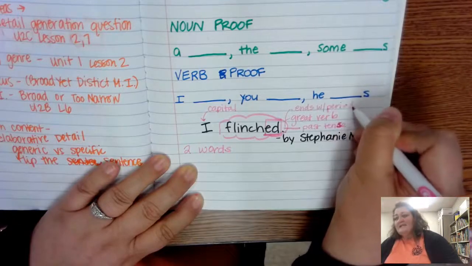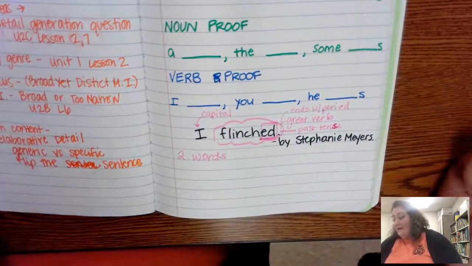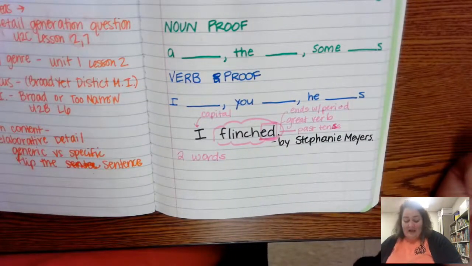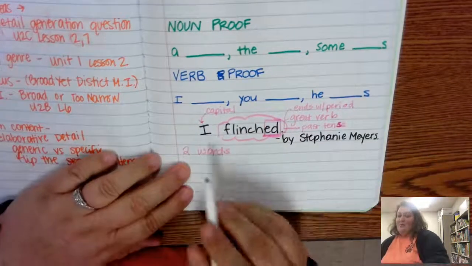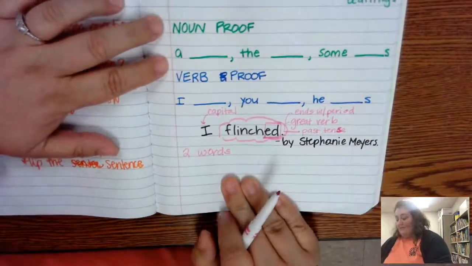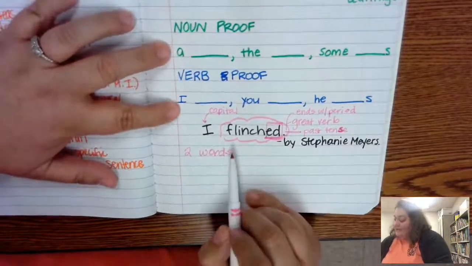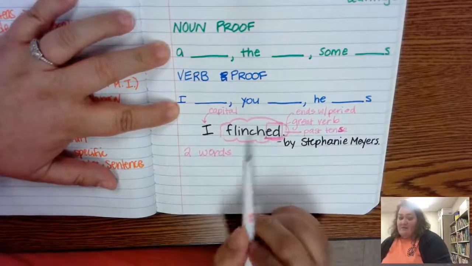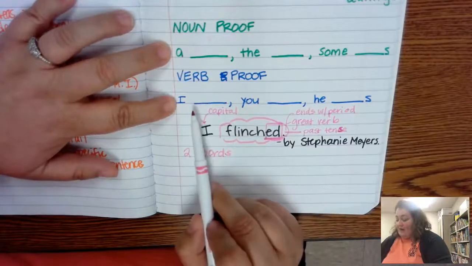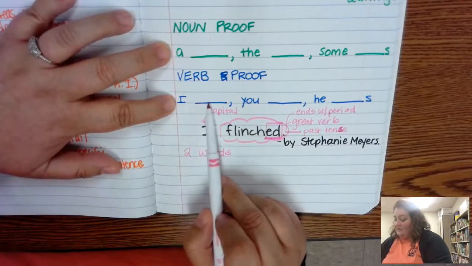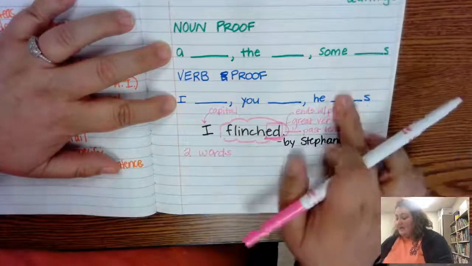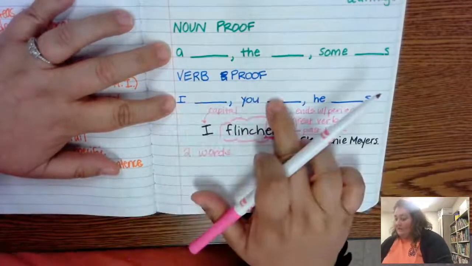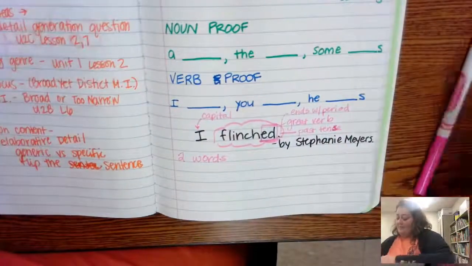Just because it does that doesn't necessarily mean I wrote a complete sentence. I need to prove it, okay? So I'm going to prove it with my noun proof and my verb proof. I said that flinched was a great verb. So let's put it in my verb proof. I flinched, you flinched, he flinched us. Well, that one doesn't make sense, but these two definitely make sense. So flinched is a verb.